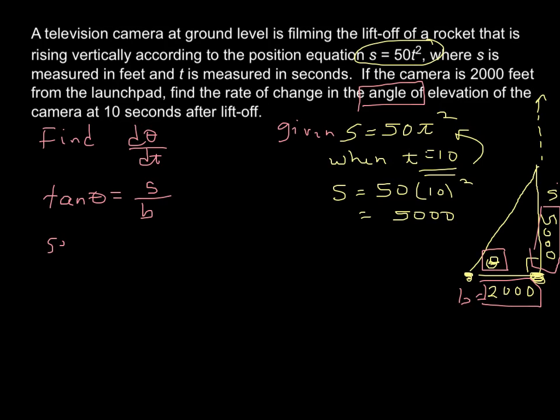So the derivative of tan is secant squared theta. And then remember that it's the derivative of the top, which is ds/dt, times the bottom, minus the derivative of the bottom times the top, all of that over the bottom squared. So there's our derivative, and we need to start plugging things in.